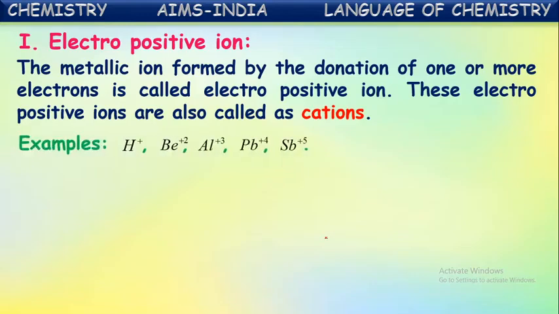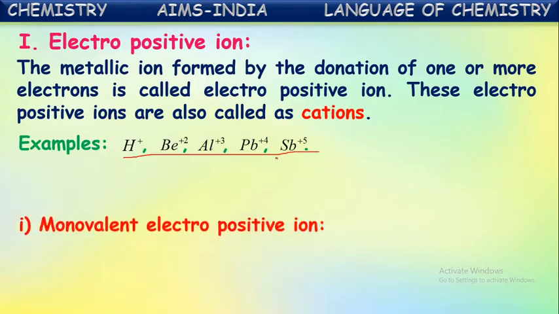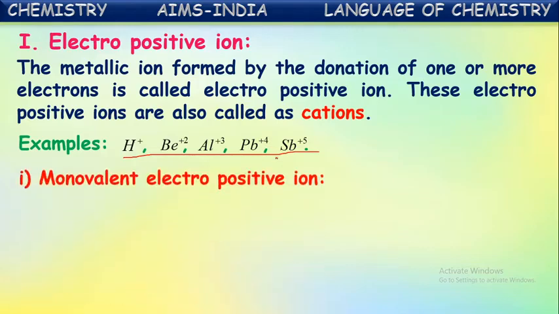For example, H+ means hydrogen lost one electron, Be+2, barium lost 2 electrons, aluminium +3, lead +4, strontium +5. These are all ions formed by the loss of one or more electrons, and hence they retain positive charge. So these are all called cations or electropositive ions. Based upon the number of electrons lost, these are classified into different types again.